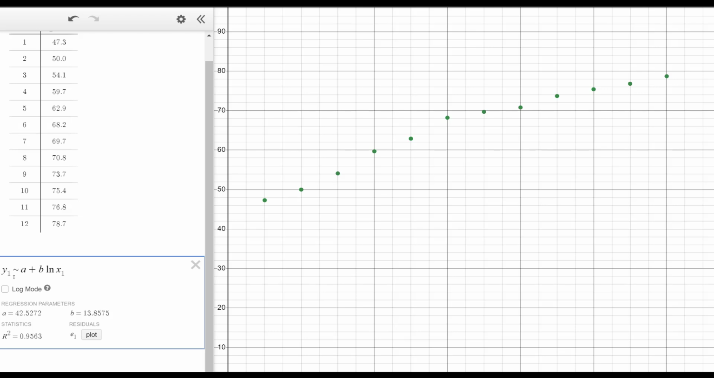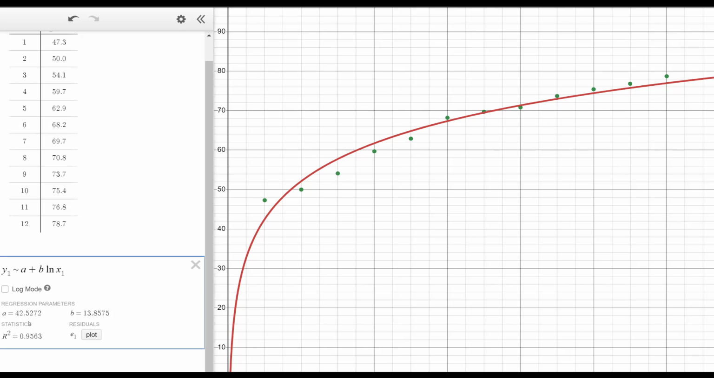And if I do y1 tilde a plus b natural log x1, I turn that on, there's our curve. Look at that curve. Pretty good curve.